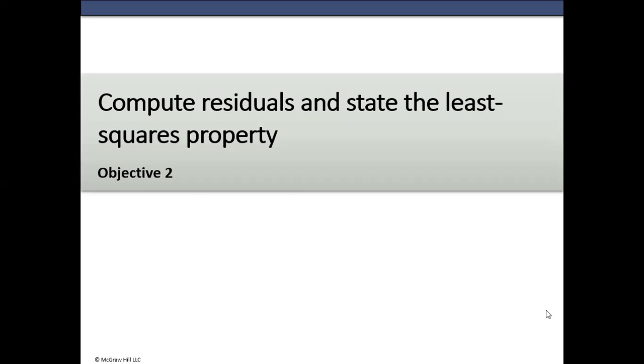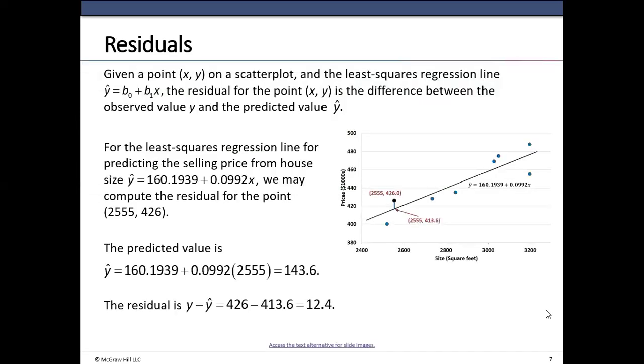Compute residuals and state the least square property. Given the point x, y on the scatter plot, and the least square regression line y hat equals b0 plus b1 x, the residual of the point x, y is the difference between the observed value of y and the predicted value of y. So what exactly is it? It is the vertical distance of the actual point from the fitted line. For points which are above the line, the vertical distance from the fitted line will be positive, and for points which are below the fitted line, the vertical distance will be negative.